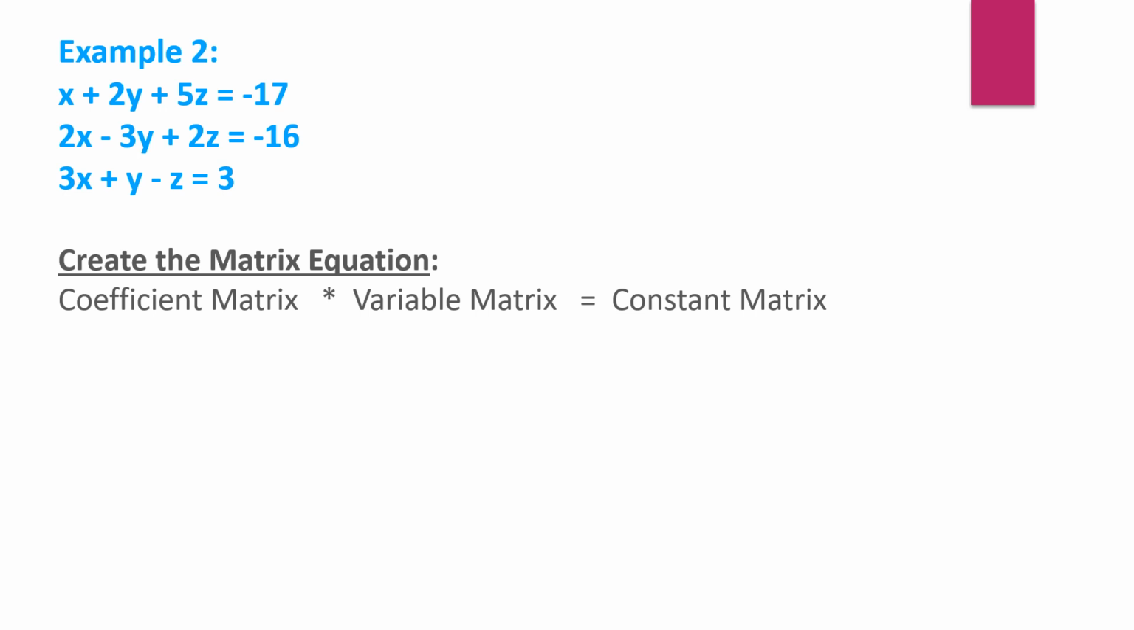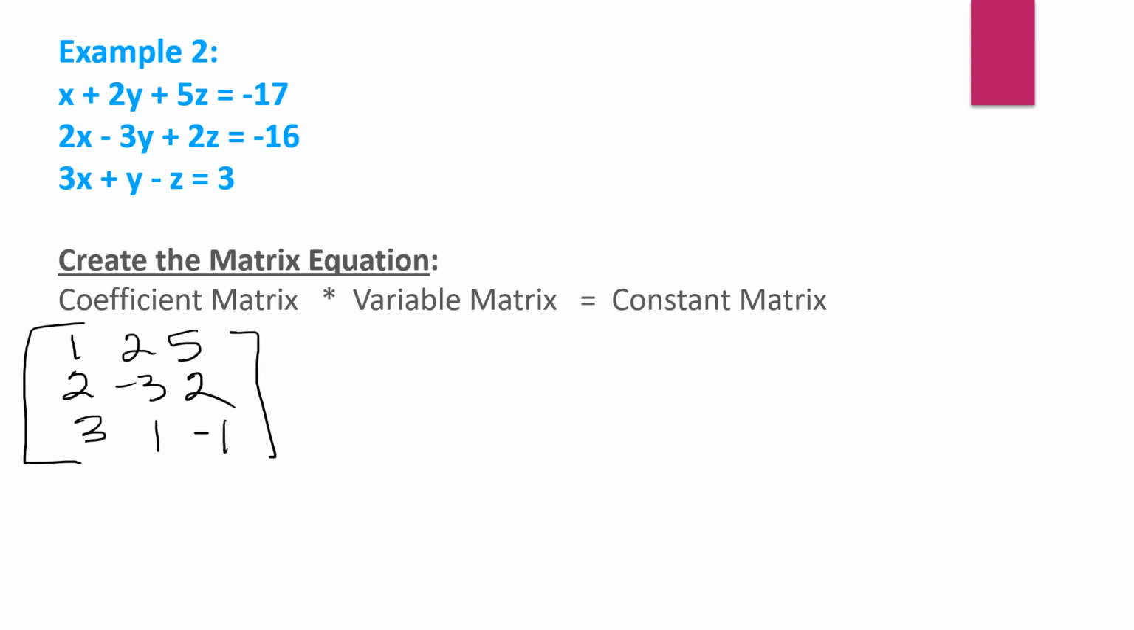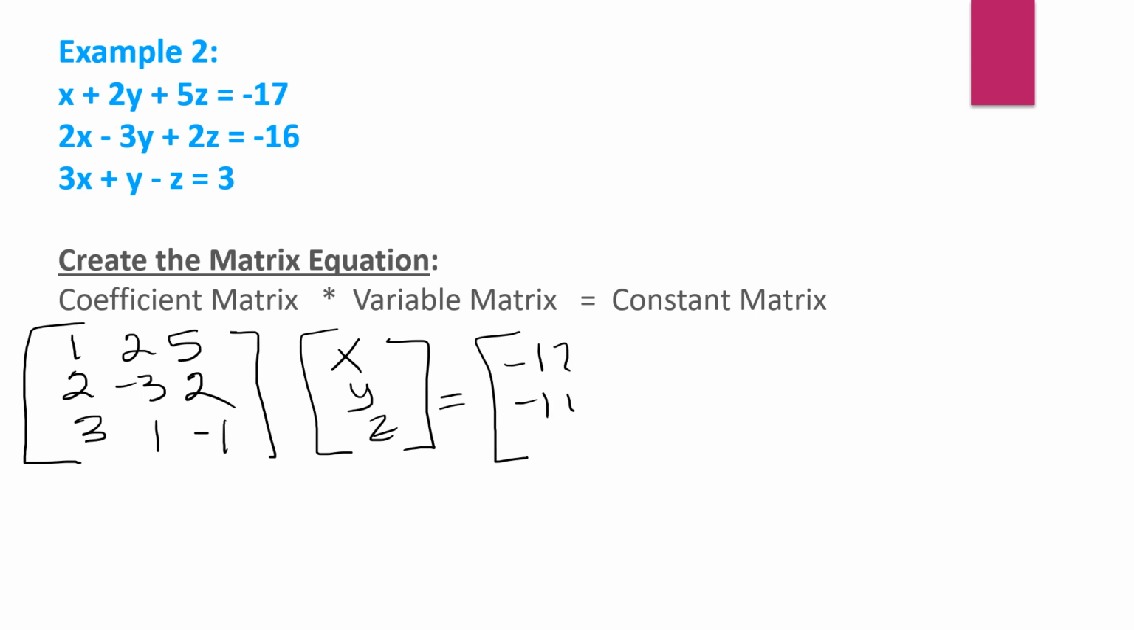Okay, second example, same setup. We need our coefficient matrix of x plus 2y plus 5z, so that's a 1, a 2, and a 5 for the first row. 2x minus 3y plus 2z, so 2, -3, and 2 for the second row. And for our third row, we have 3x plus y minus z, so 3, 1, and -1. Our variable matrix is all of our x, y's, and z's. And our constant matrix is the solutions we have those equations equal to: -17, -16, and 3.